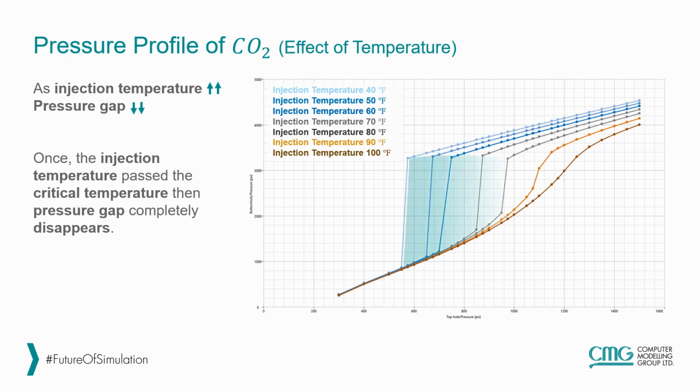Now let's look at the effect of injection temperature on this pressure gap. Here we see that as we increase the injection temperature, the magnitude of the pressure gap becomes smaller and smaller. And when we are beyond the critical temperature of CO2, then we don't see this gap anymore, as shown by these orange curves at the very end. There is no gap anymore and we see continuous curves here. But before that, we see the pressure gap, and it becomes smaller and smaller as we increase the injection temperature.